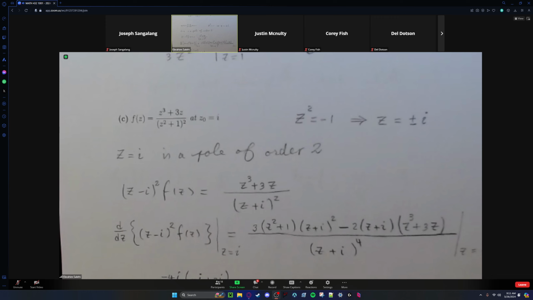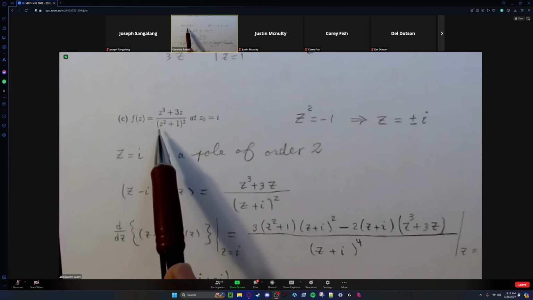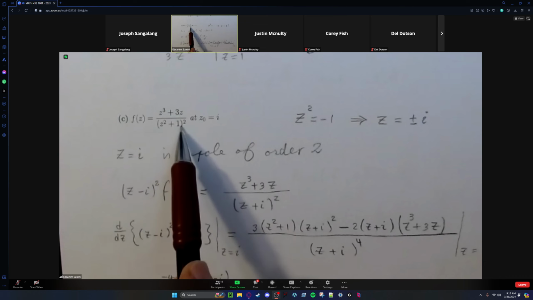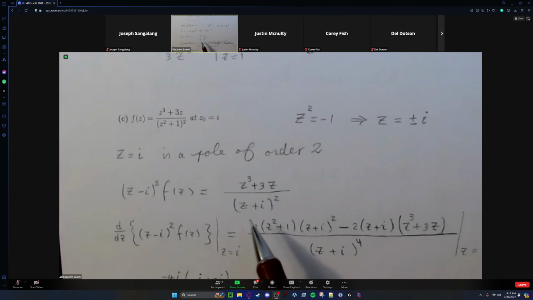You have a formula for finding residues. Then it is not a simple pole. In this case, it is a pole of order 2. So we multiply by z minus I. That is the singularity that we want to work with. If you multiply by this, denominator here is z minus I times z plus I. So z minus I cancels. You get this. We need derivative of this.